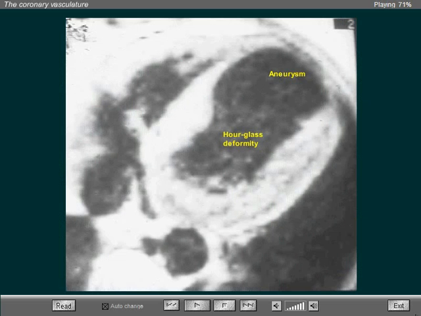Here we can see the MR of a left ventricular aneurysm, again showing in black the cavity of the left ventricle, which has an hourglass deformity. Note the marked thinning of the periapical portion of the left ventricle.